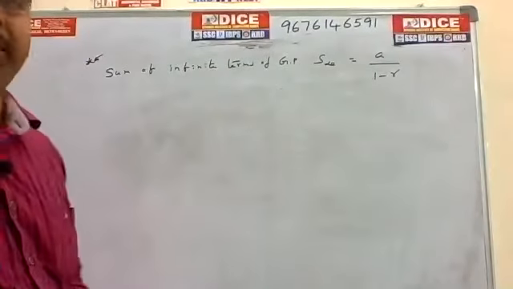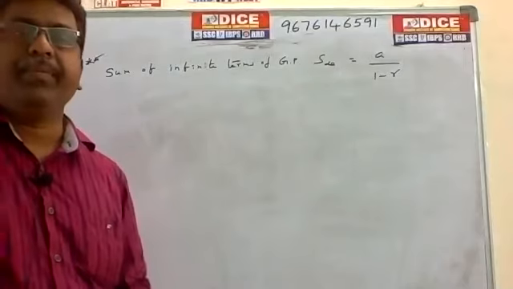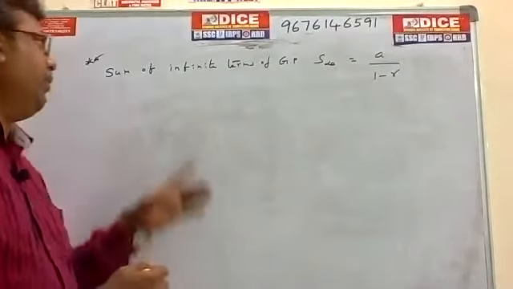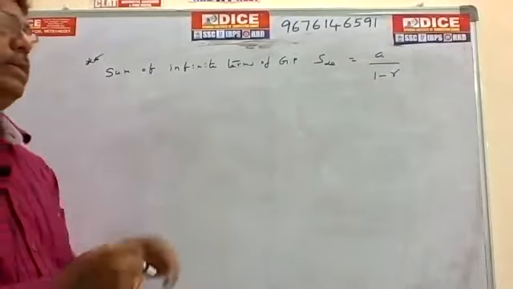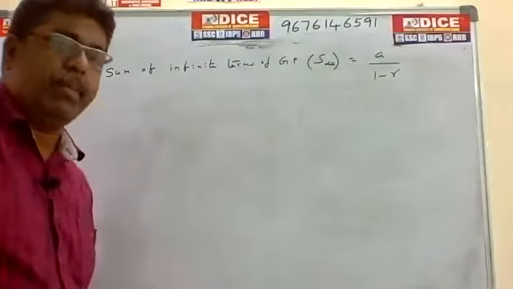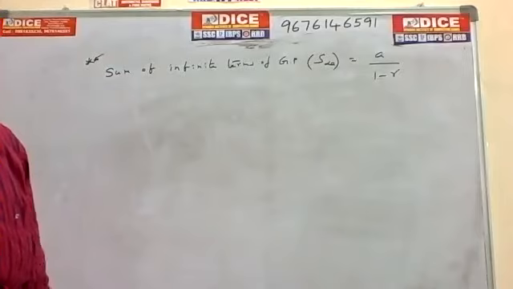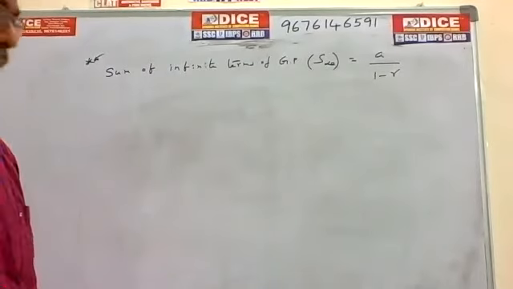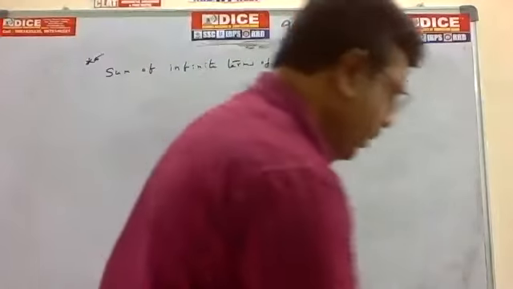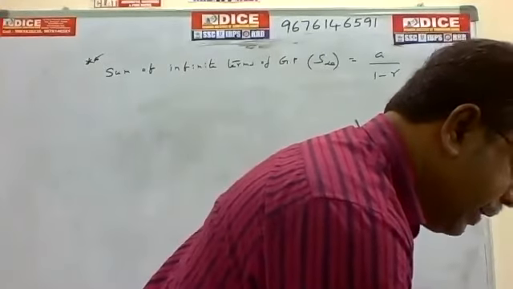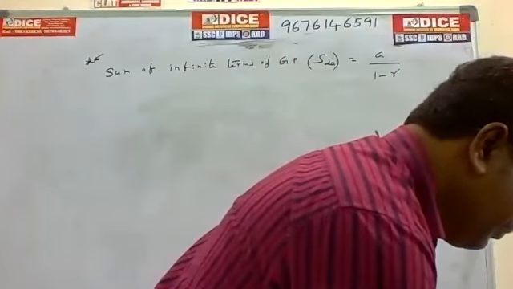Sum of infinite terms of GP: S infinity is equal to A by 1 minus R. Now you can see some more problems on this one.